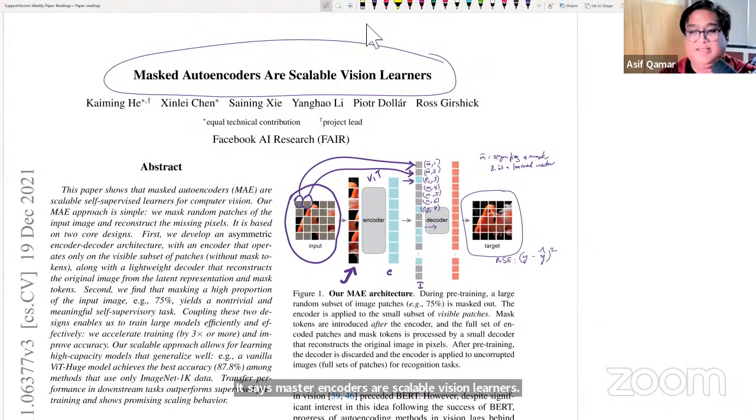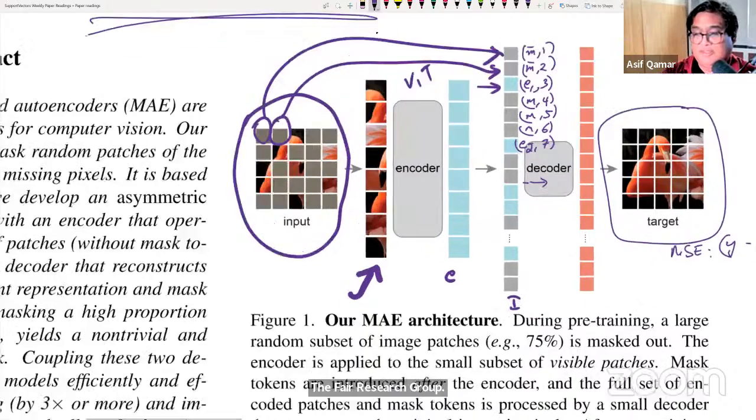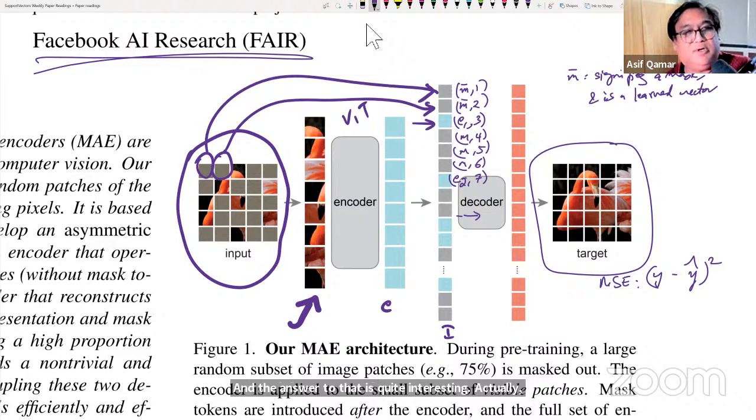It came from the FAIR Research group. What it showed is that you could create autoencoders with transformers quite well. Now, observe something interesting here. You may ask, why did I not pass in masked tokens as an input to the encoder? The answer is quite interesting. Masked tokens are just placeholders.